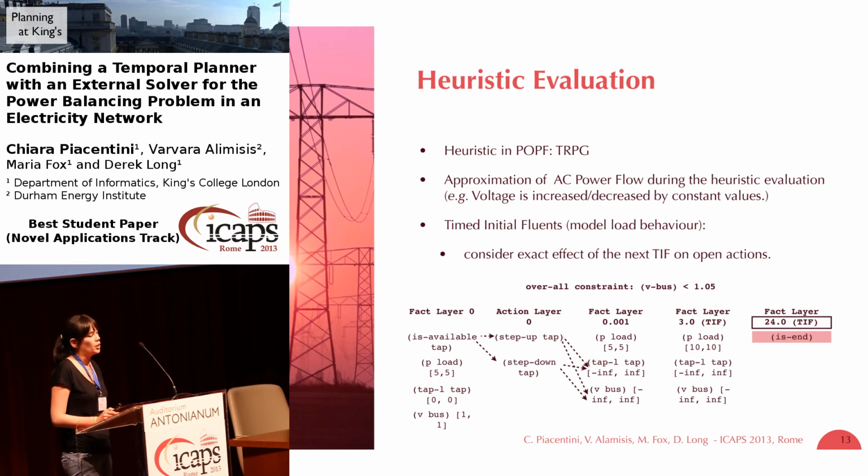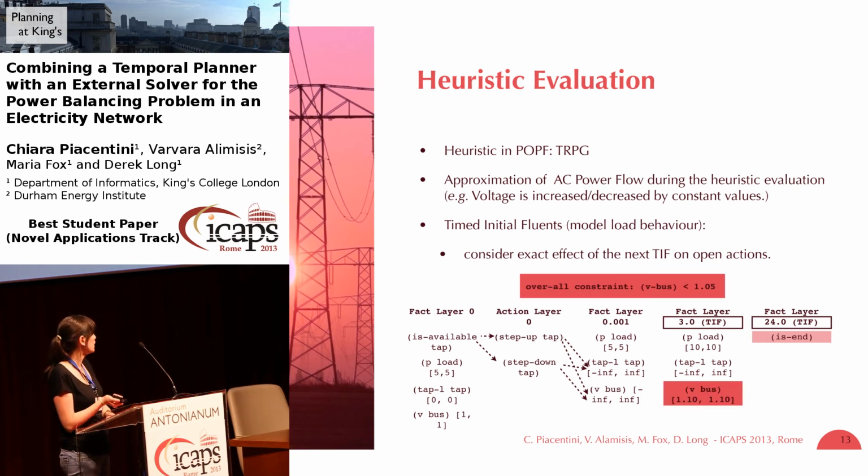Instead, we need to call the external solver to calculate the exact value that this time initial fluent causes. And if we discover that we violate one of the constraints that we have, for example, in this case we violate the voltage constraint, we add to the relaxed plan graph an action that restores this value.